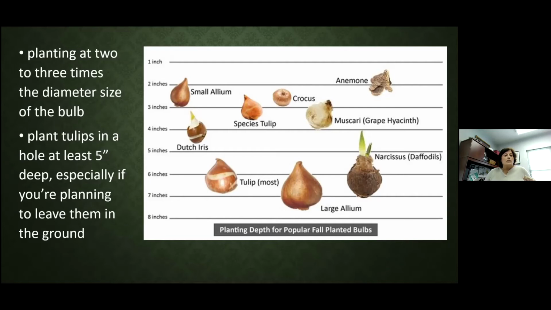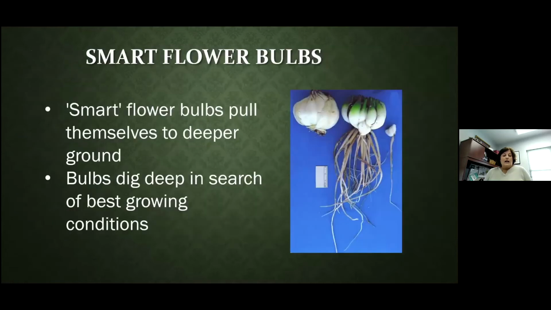But with your tulips, and for some reason, I have tulips and I've planted them, but tulips always seem a little fussy to me. So if you want to plant any of them, especially deep, you want to make sure your tulips are at least 5 to 6 inches deep, because the cold can affect them more than some of the other bulbs.